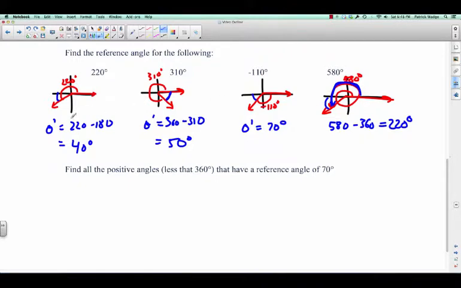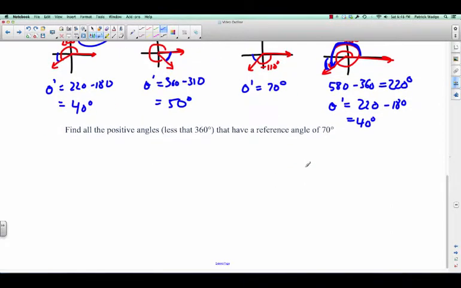Now, we can use the rule that we used over here to figure out what the reference angle is right there. We do 220 minus 180 equals 40 degrees. Do you see it's actually the same question? It's kind of stupid, but 220 and 580 are actually coterminal angles, so I guess it makes sense they would have the same reference angle, doesn't it?